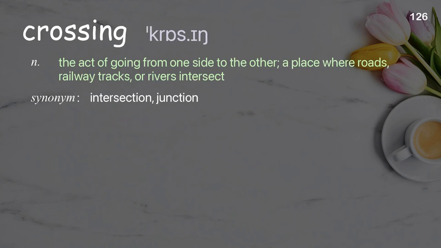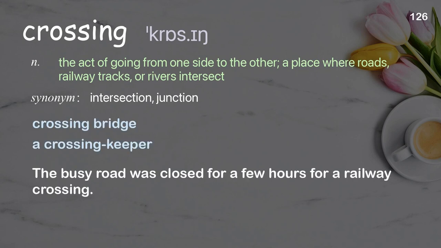Crossing. The act of going from one side to the other; a place where roads, railway tracks, or rivers intersect. Examples: Crossing bridge. A crossing keeper. The busy road was closed for a few hours for a railway crossing.